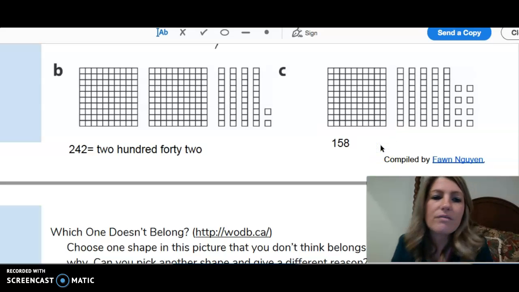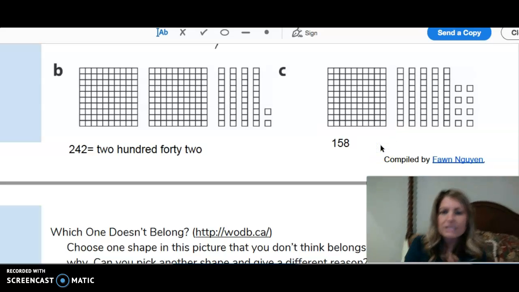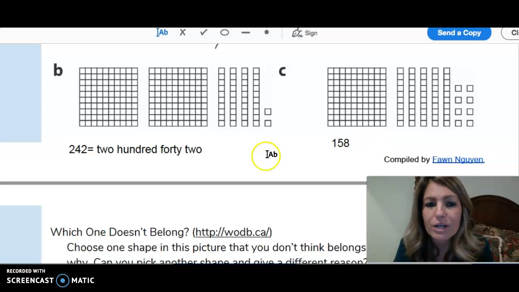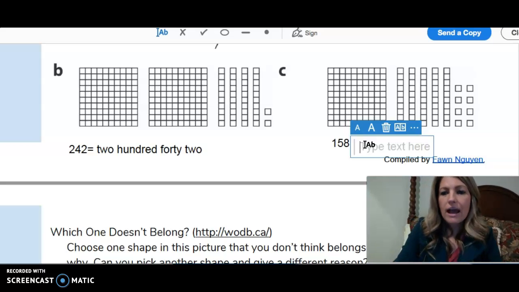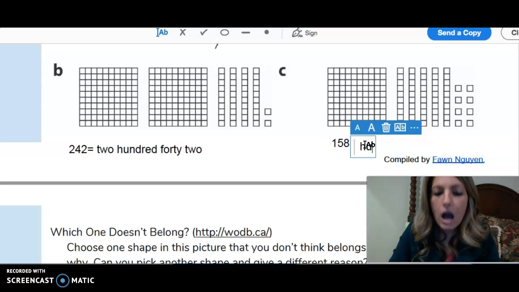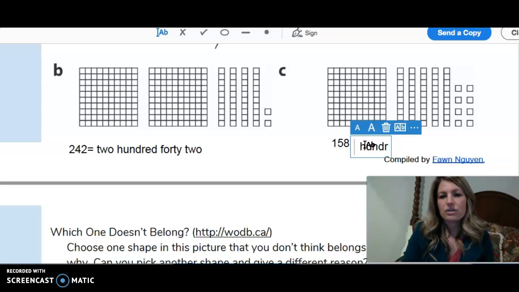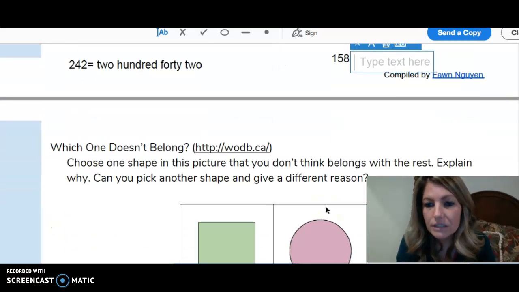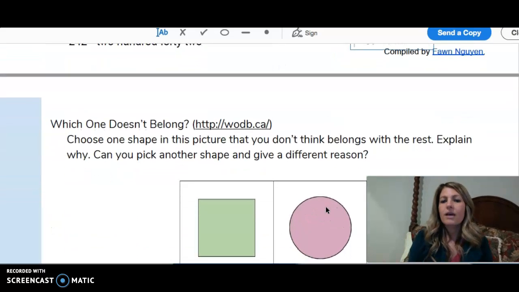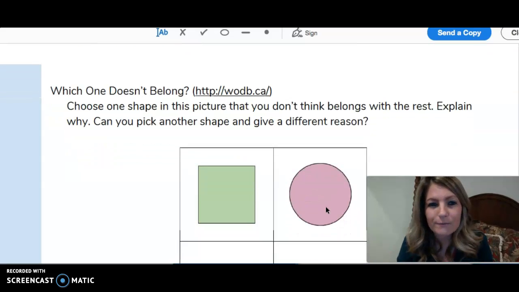Now, the thing about word form is it's okay if you don't know how to spell your numbers. So say I didn't know how to spell 100. Okay, that's fine. I can just stretch it out or sound it out. N, d, ed. 100. Okay, so try your best. It doesn't matter if it's not spelled perfectly correct, as long as I can get an idea of what number you're trying to talk about.